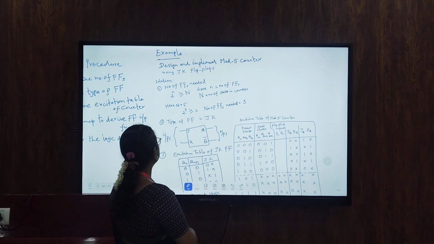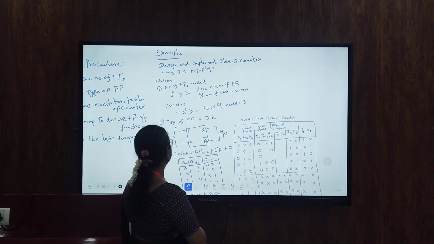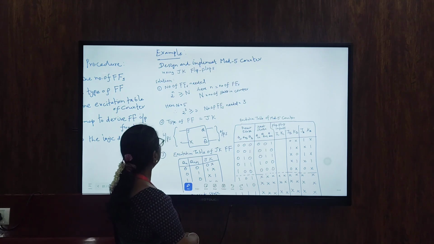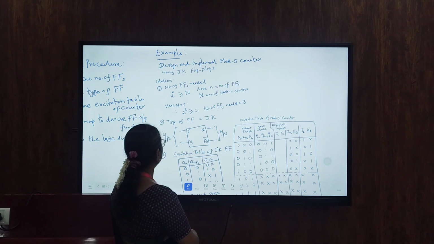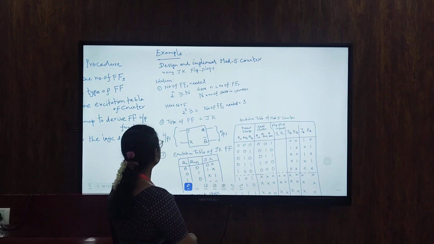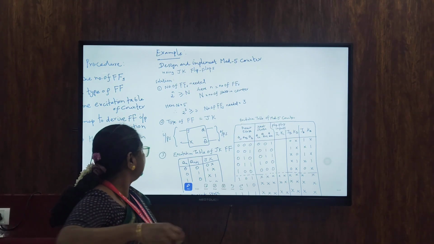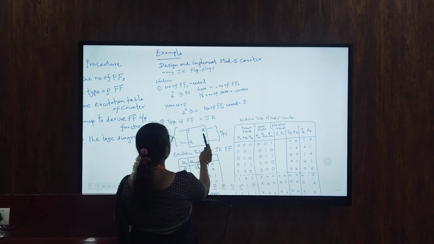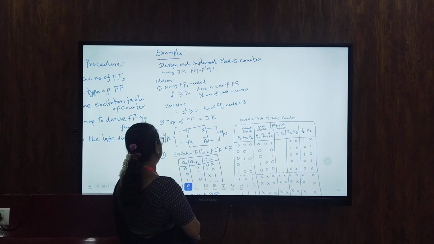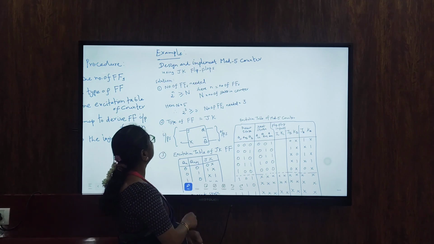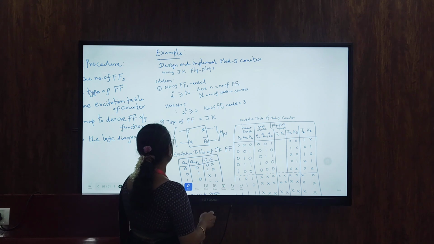The second point is that the type of flip-flop should be determined. In the problem itself, they have given that we have to design it using a JK flip-flop. So the type of flip-flop is JK, and this is the symbol for a JK flip-flop. J and K are the inputs, Q and Q bar are the outputs. So I need 3 JK flip-flops to implement the required counter.